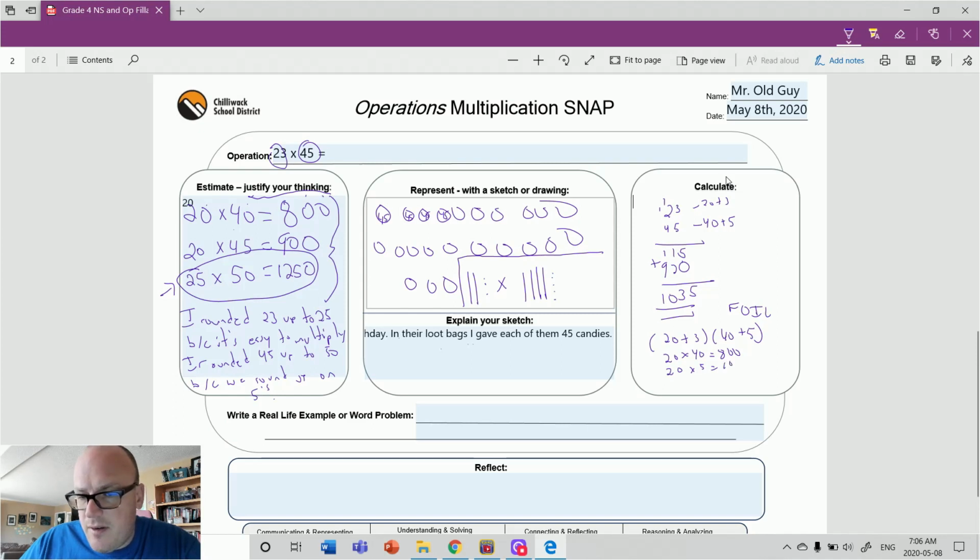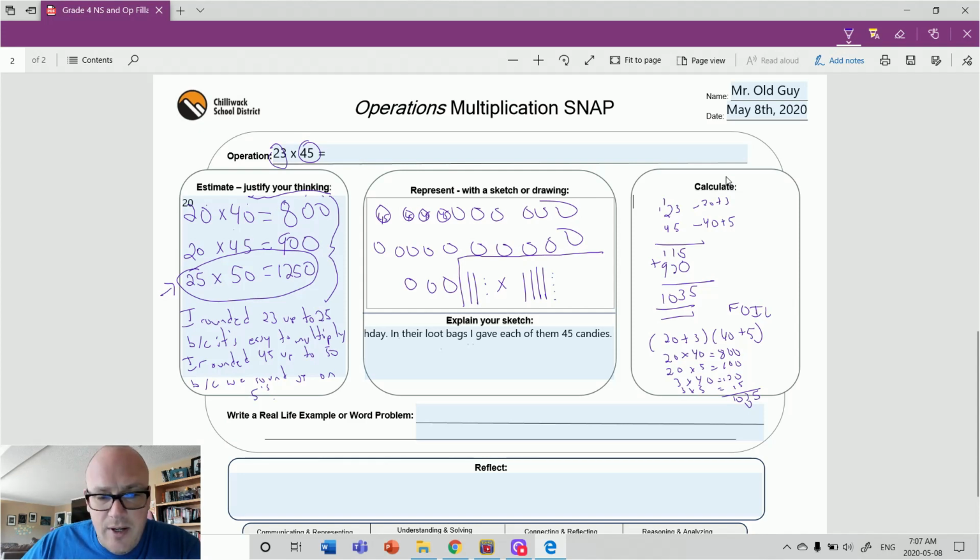20 times 5, 100. Inner, 3 times 40, 120. And last is 3 times 5, which equals 15. And then I add it all up, 1,035. So I got the correct answer. I got the same answer using both methods. Again, you only need to use one method, but you need to show me you understand that method well. You could use the standard algorithm, you could use the breaking it apart method, or you could use the window method. It's really up to you.